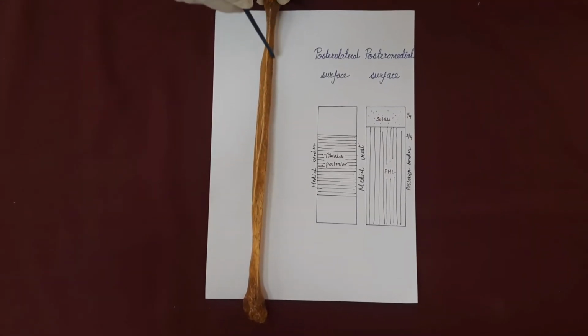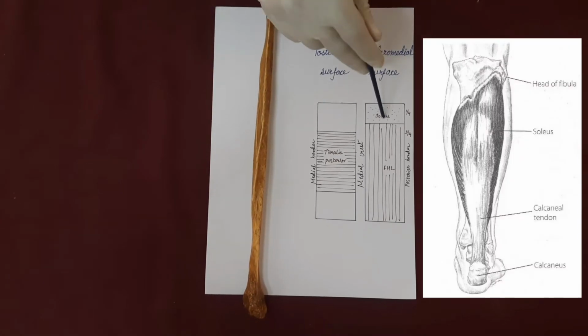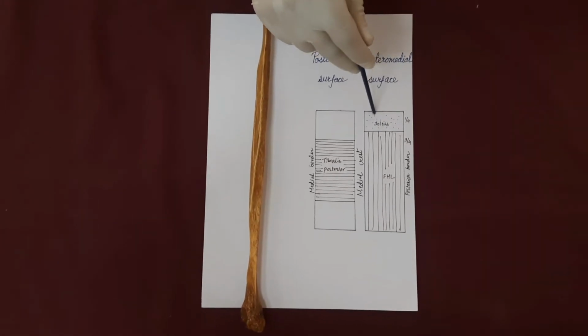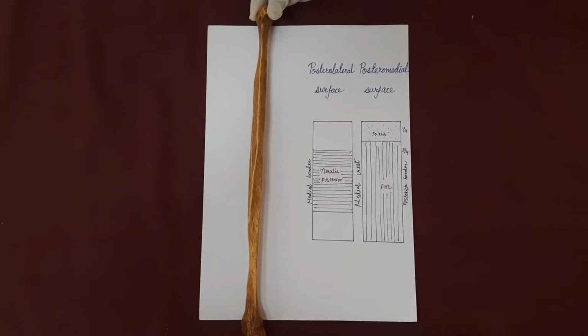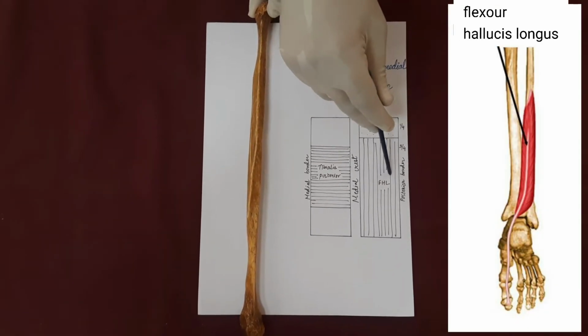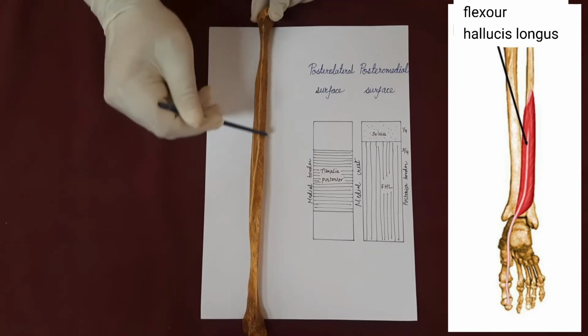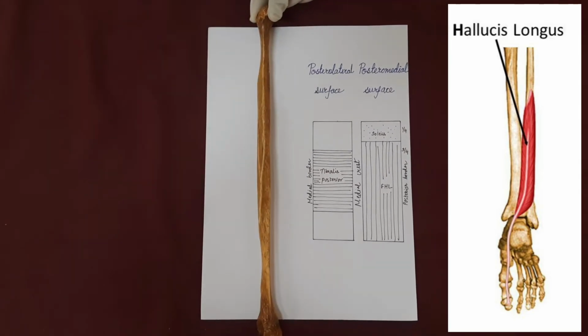In the upper 1/4 there will be attachment of the soleus muscle, that is the muscle of the calf, while in the lower 3/4 there will be attachment of flexor hallucis longus. So here there will be flexor hallucis longus.